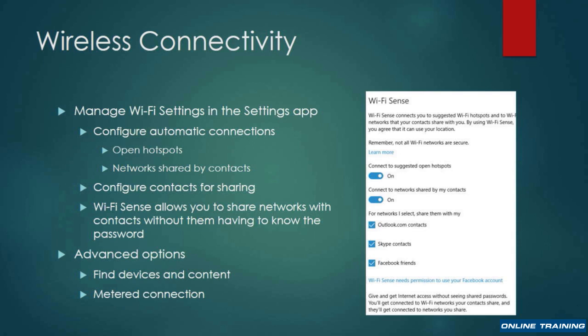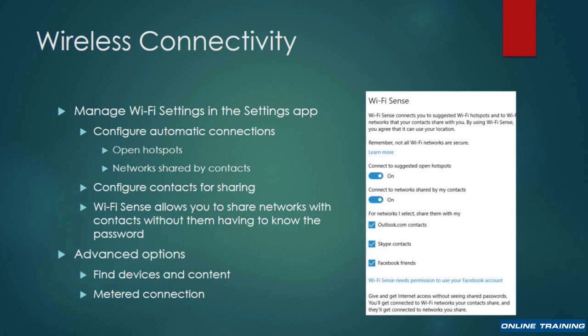Another option there in the settings app was a link to manage Wi-Fi settings, and some of these are new to Windows 10. So when you click manage Wi-Fi settings, you get this screenshot that we see here, and it's actually configuring automatic connections. And it's asking, do you want to connect to suggested open hotspots? Do you want to connect to networks that are shared by contacts? And then as you can see, you can choose which types of contacts you're going to be working with. You can even give it access to your Facebook account. So this is referred to as Wi-Fi Sense, and this is a new feature in Windows 10.